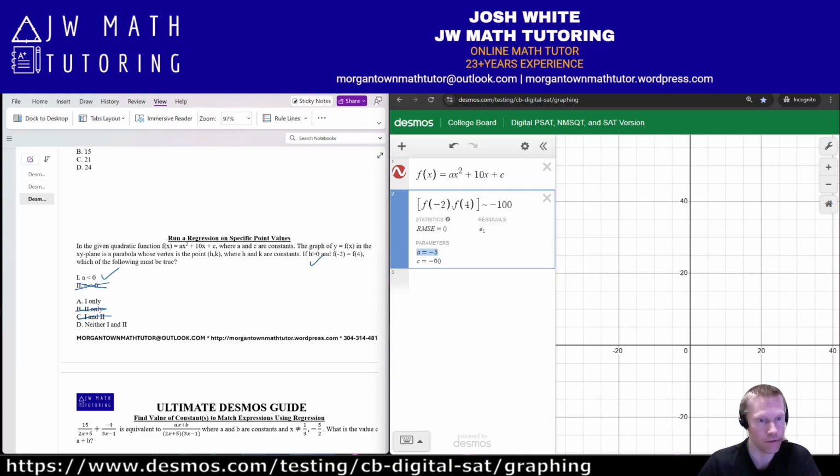Therefore, we can reasonably conclude that the a value must be less than 0, based on all these different examples that I've tried, and you can see that it's going to open down regardless of where I set the y values for these two points equal to each other. All it's really doing is shifting the graph up and down. It's not changing the direction of it.